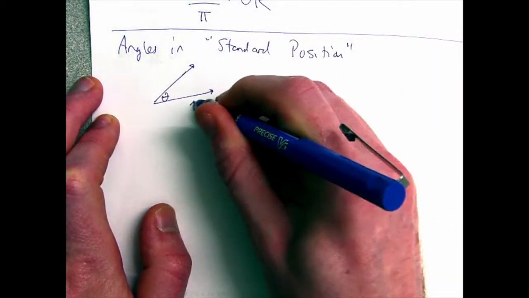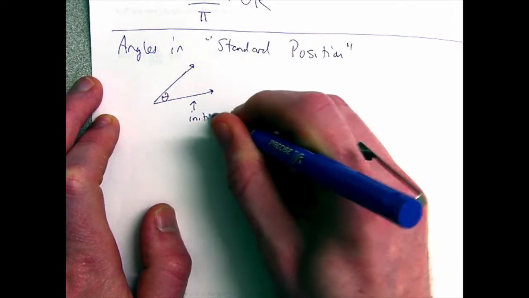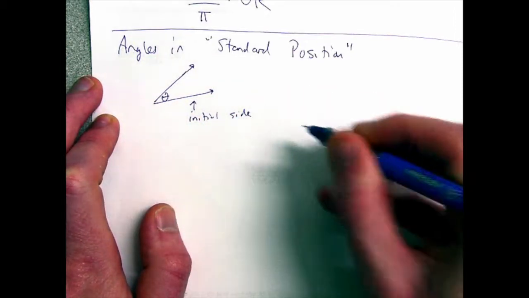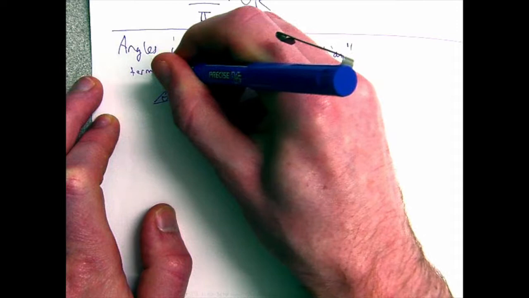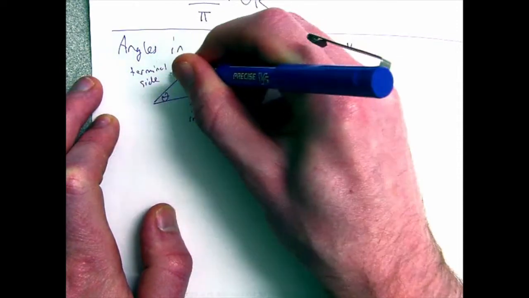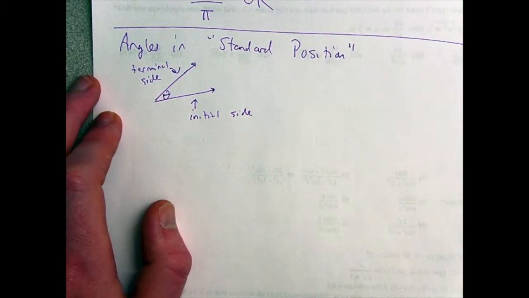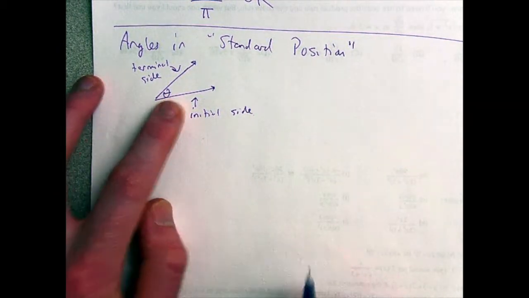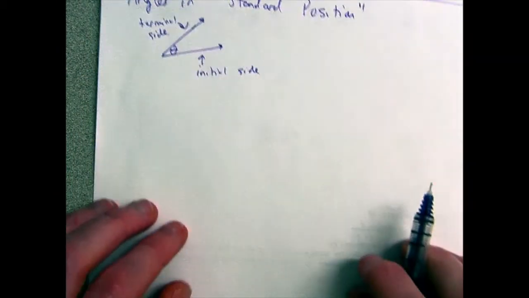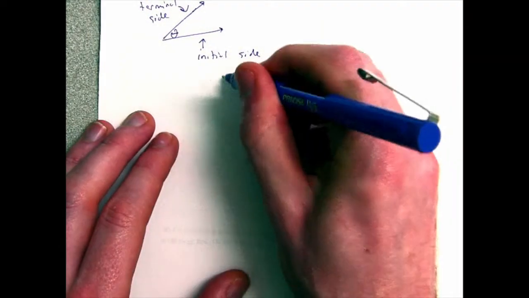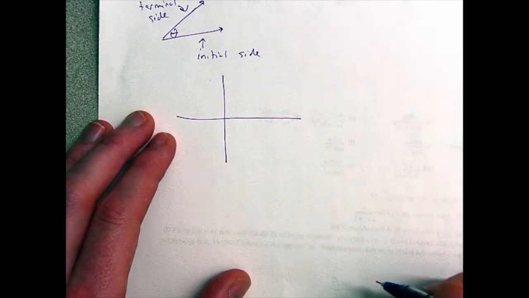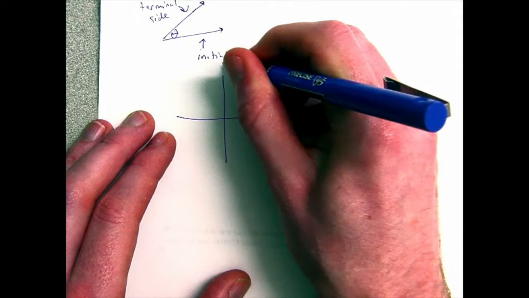We like to say that the angle has an initial side. Initial just means beginning. And then a terminal side. That means ending. So, of course, an angle has two sides. Now, how do we graph an angle like this in standard position? What does that mean? Here's what it means. You make an xy axis. So this is x, this is y.